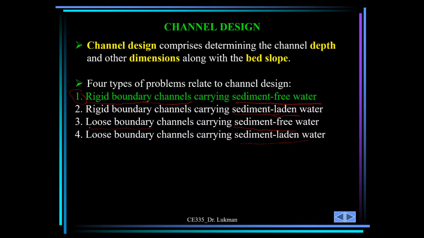When it is loose boundary and without sediment, the velocity in the channel is reduced, because when the velocity is high, it will eat away the boundary. When it is loose boundary and sediment-laden, the slope has to be adjusted, as well as the velocity. All these minor modifications can be made after the first one. So we will look at the first one in detail.